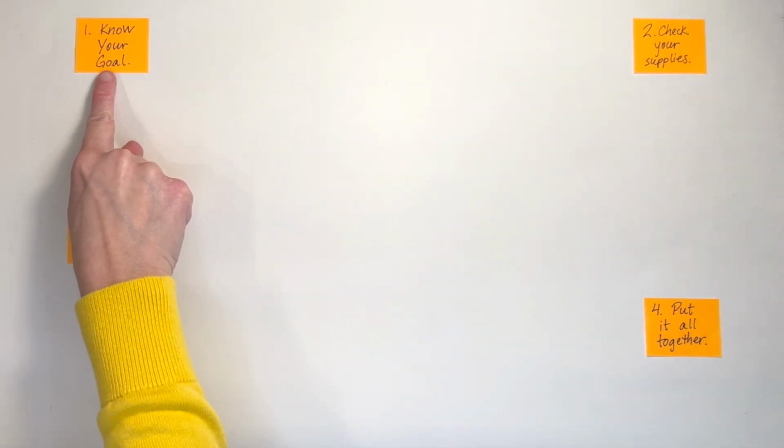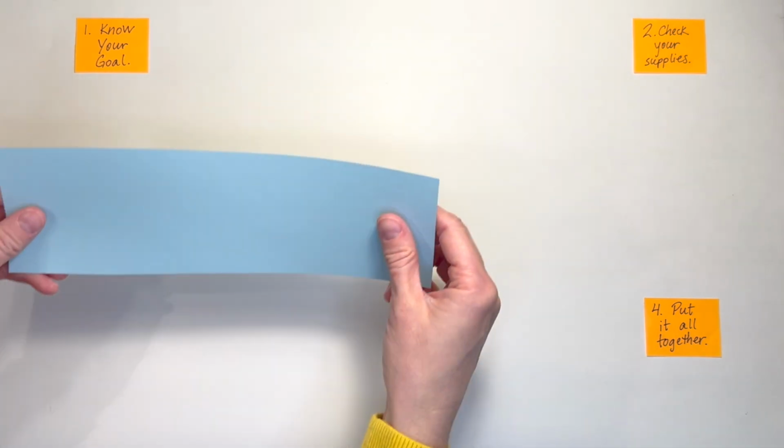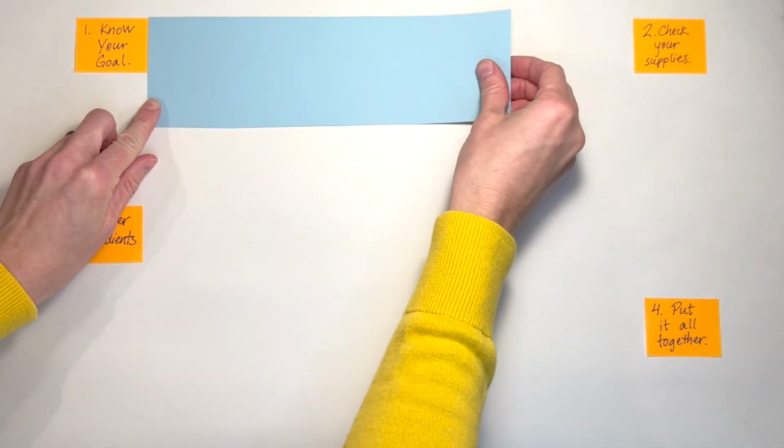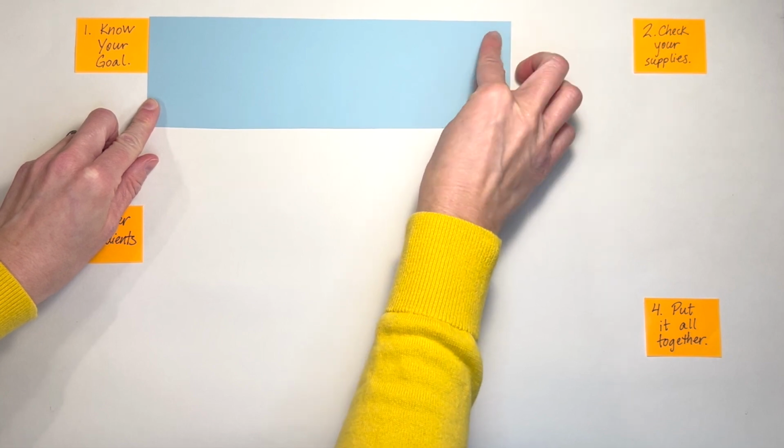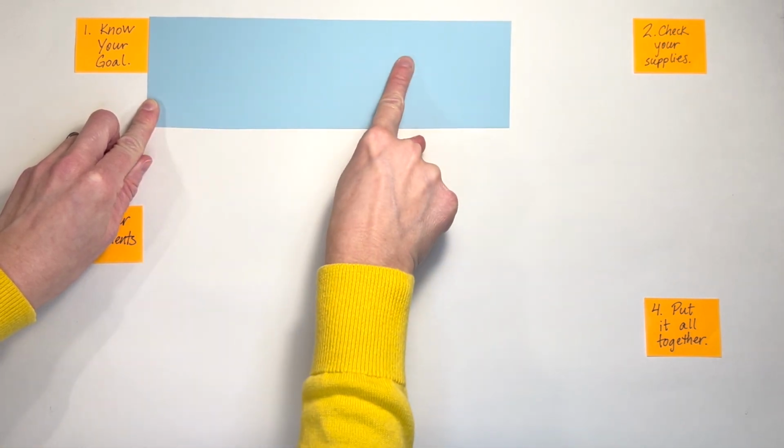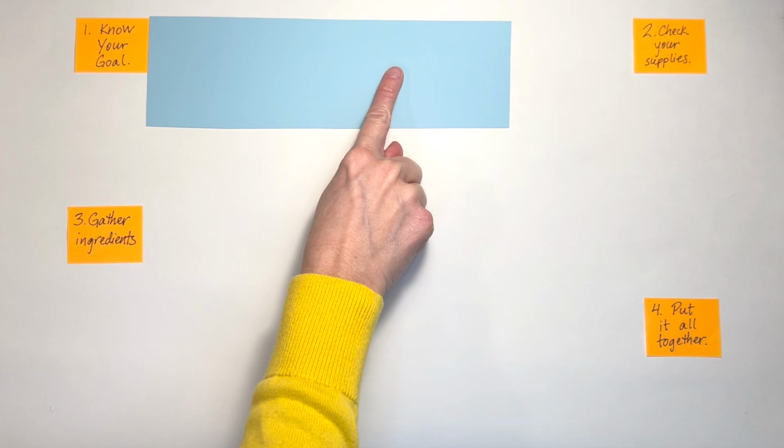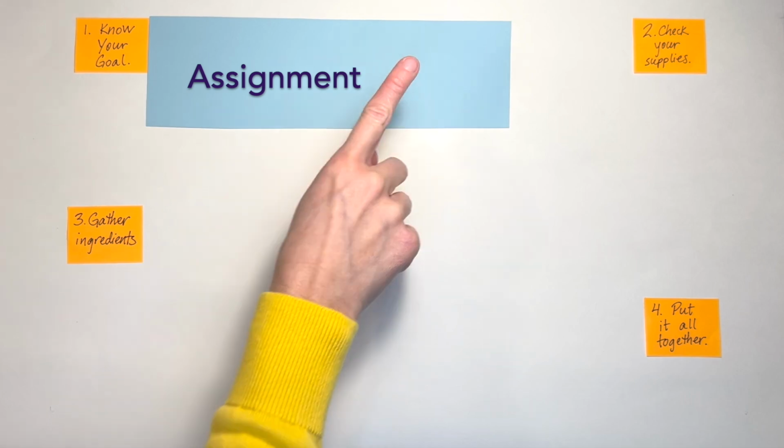Step 1 is know your goal. And in general, when you're writing a paper, your goal is going to be set by the assignment that you have. I'm putting this blue box here at the top of the screen. As we go through examples, I'm going to put our assignment up in the box. It's the main thing that should direct the way you do your work throughout the process.